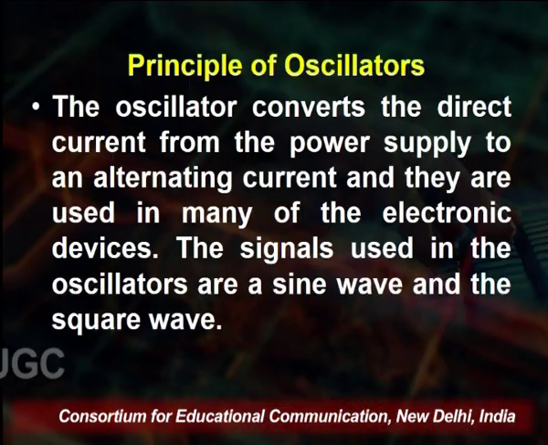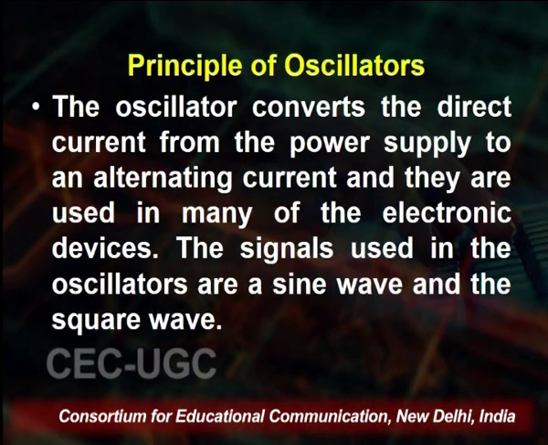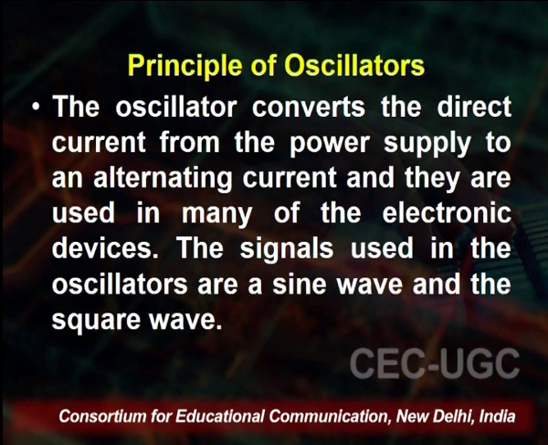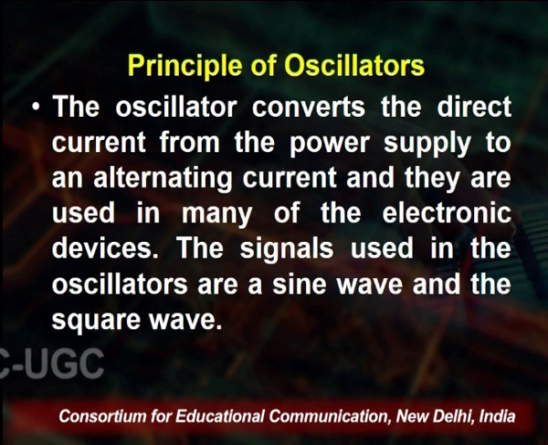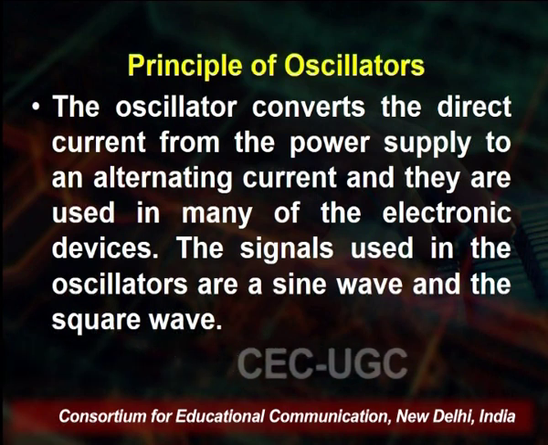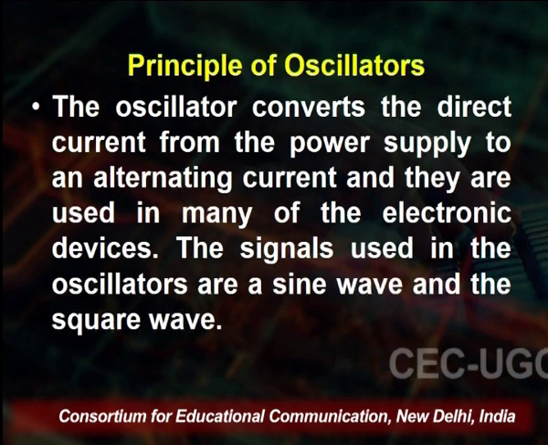What is the principle behind the oscillator? The oscillator converts the direct current from the power supply to alternating current, and they are used in many electronic devices. The signals used in the oscillators are sine waves or square waves, and that will give the output.